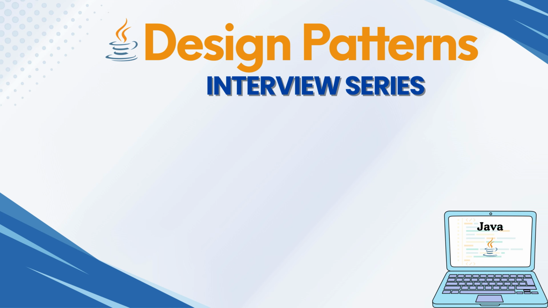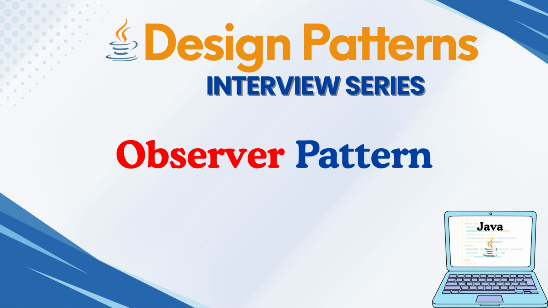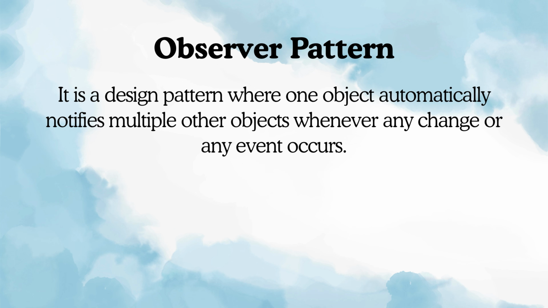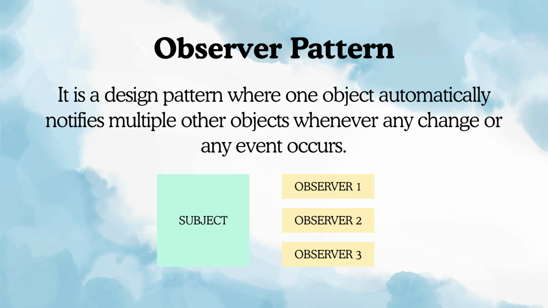Today's topic of discussion is the Observer Design Pattern. It is a design pattern where one object automatically notifies multiple other objects whenever any change or any event occurs. Basically, there is one subject and multiple observers. Whenever something changes in the subject, all the observers are automatically notified.